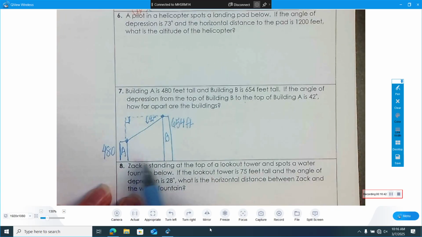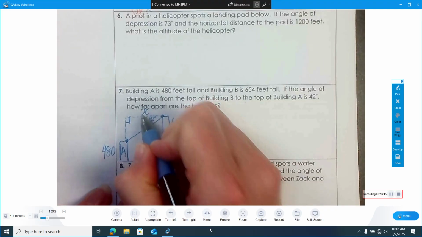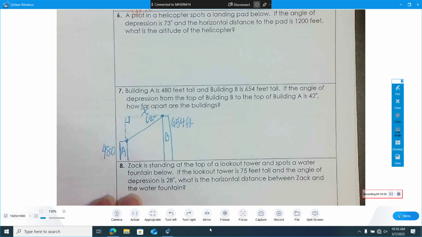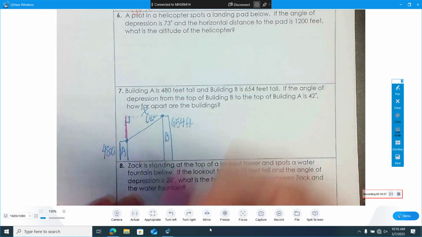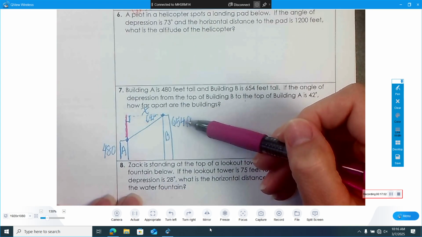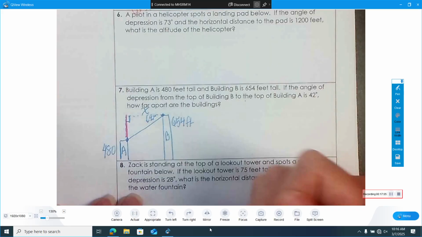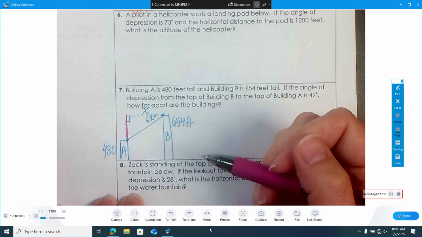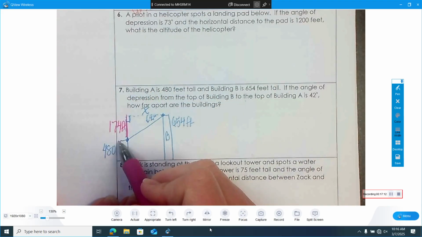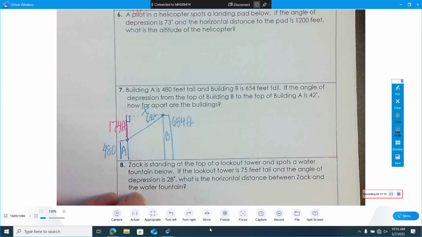I'm trying to find how far apart they are, so I really want this distance x between buildings A and B. I need some more information in my little triangle shape that I have here. Can I figure out this distance? Yeah, 654 minus 480. What is that? Yeah, so this is 174 feet. So 480 plus 174 would give us that 654. All right, so I had to do a little bit of subtraction there.